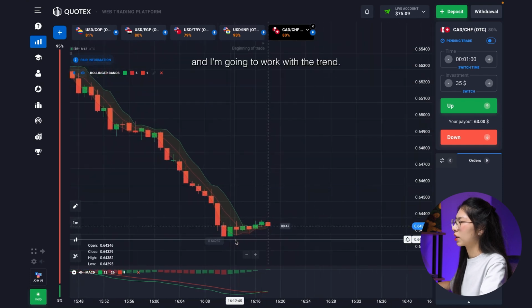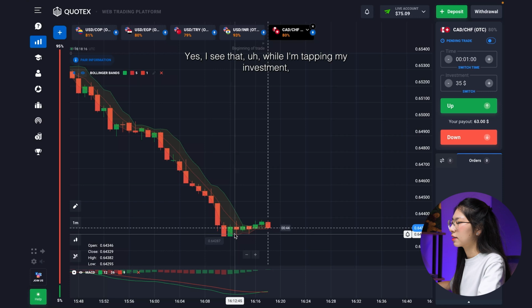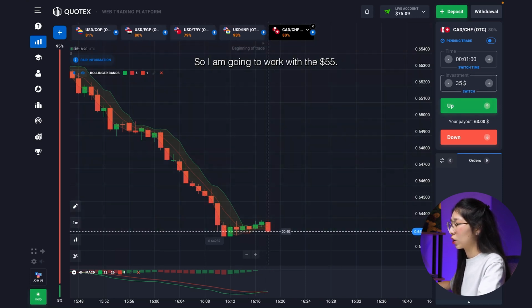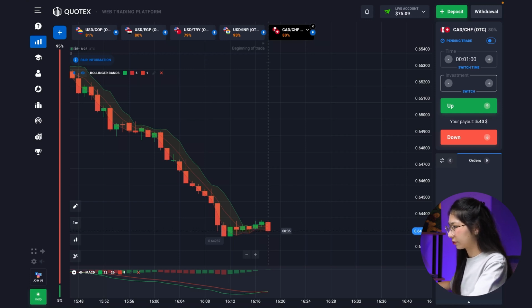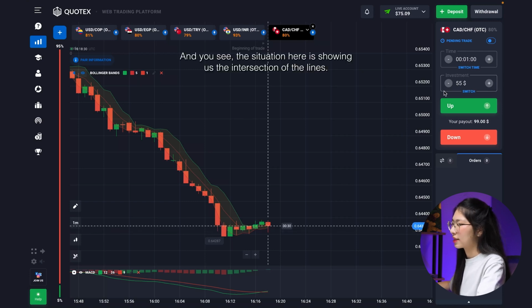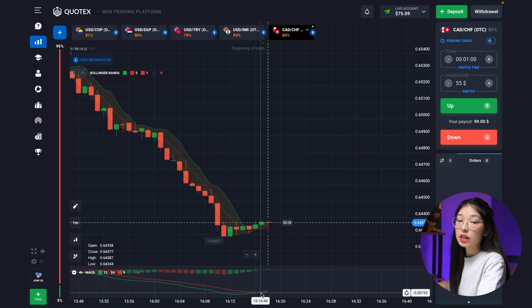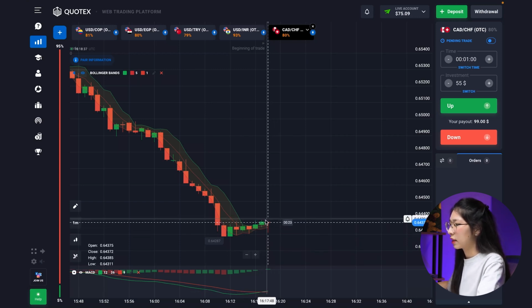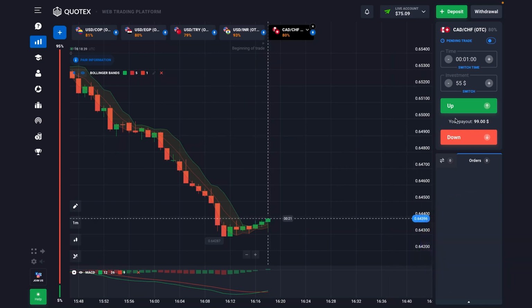And I'm going to work with the trend. Yeah, I see that while I'm tapping my investment, I think there is going to be a little change. I'm going to work with $55. And you see the situation here is showing us the intersection of the lines. So still I think I should try greens. That's why, let's go.